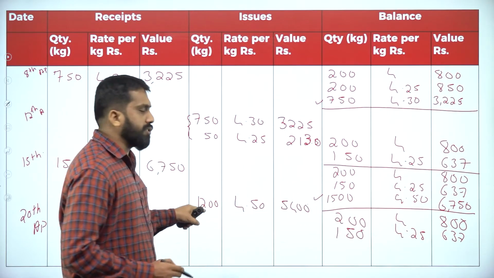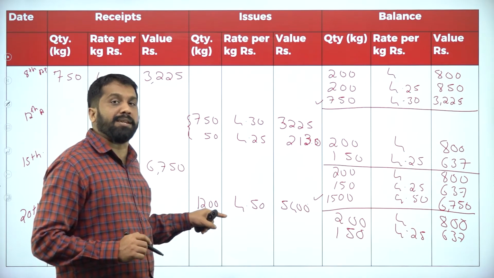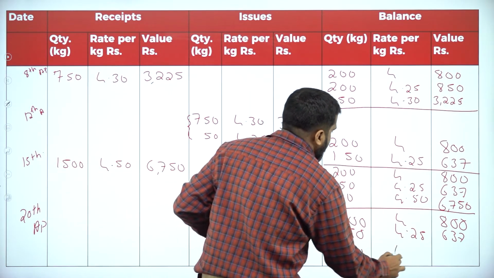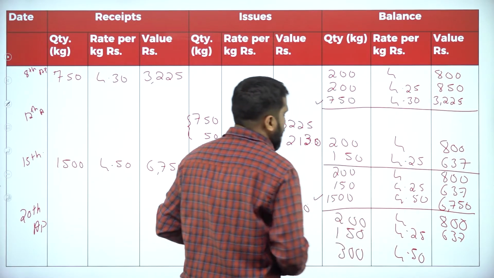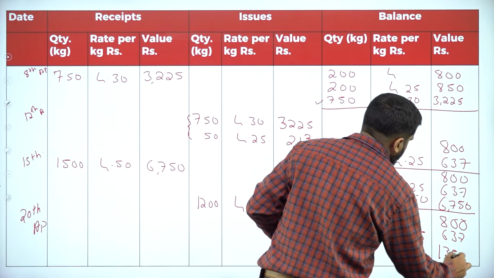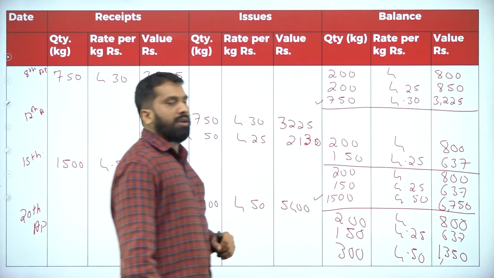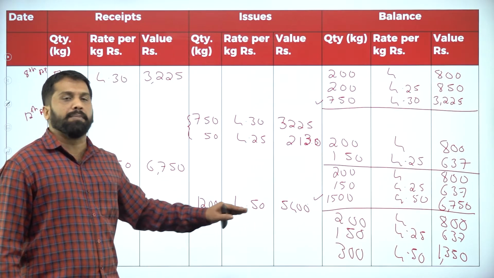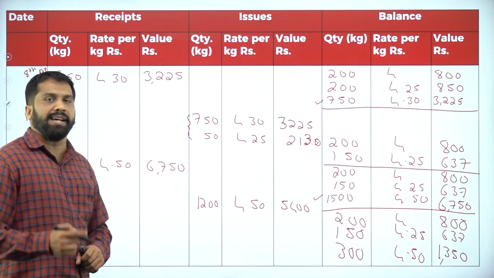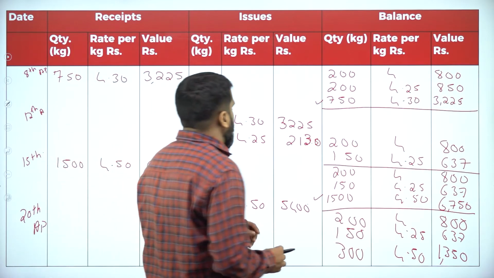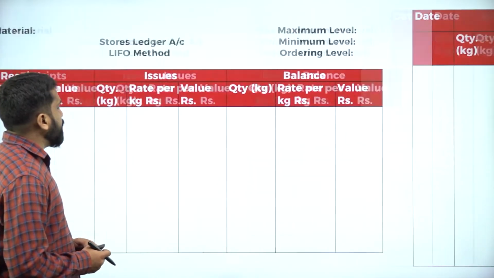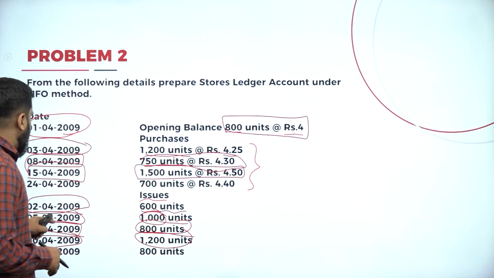1500. How much have you used? 1200. What is the balance? 300. 300 multiplied with 4.50 will be 1350. Any doubt up to this? We have done up to your 20th of April. I'll go to the next. So this is all about your calculation up to 20th April. Will continue.